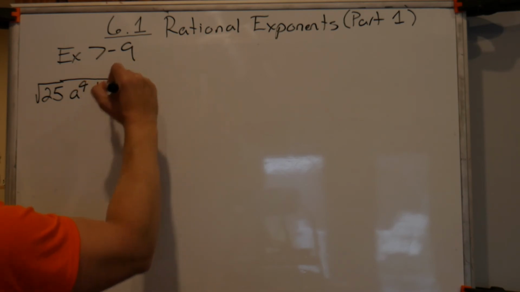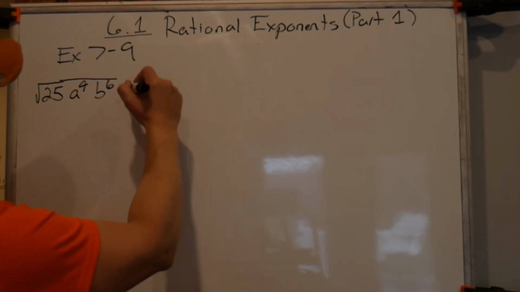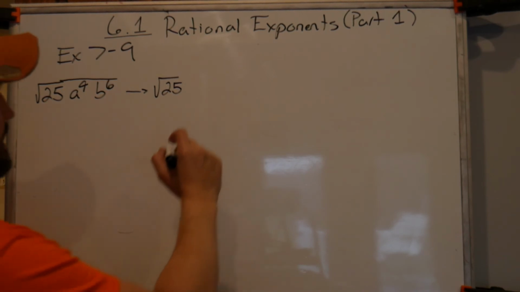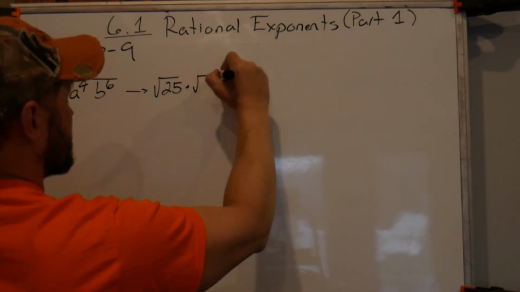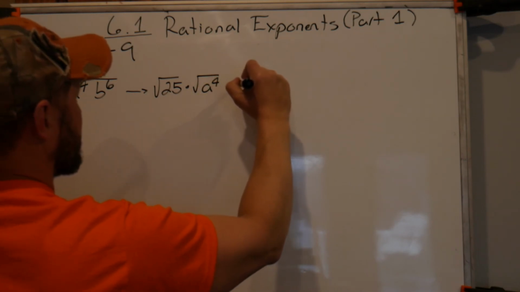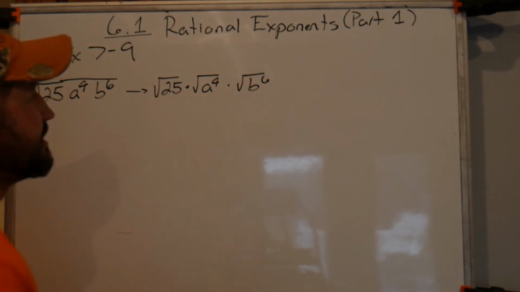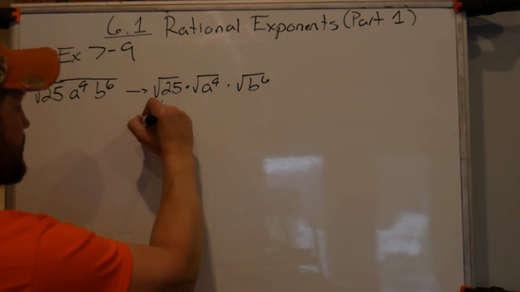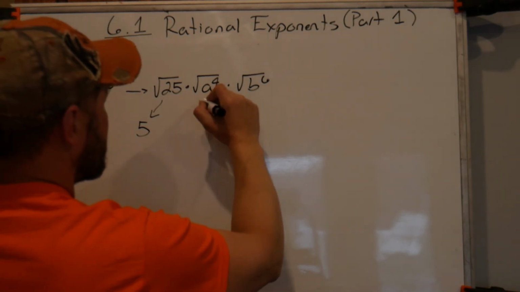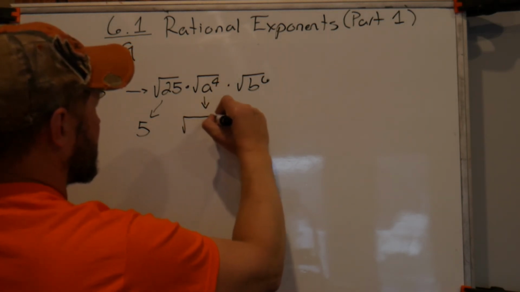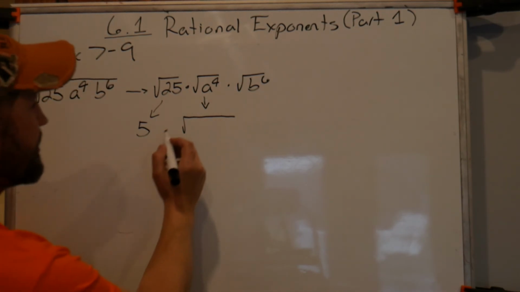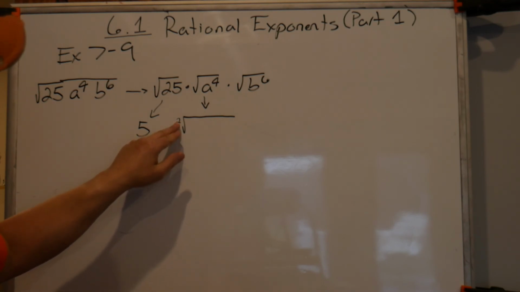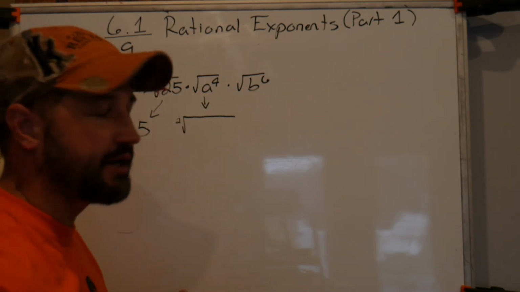B to the 6th. So what they're saying now, the way we look at these, is we think, well, it's the same thing as saying square root of 25 times square root of a to the 4th times square root of b to the 6th. When you're thinking this, you already know part of this answer is 5. When they give you something like this, think of it as square root. I'm going to write my 2 for an index. I want pairs. So I want to see how many pairs do I have, what do I have pairs of?